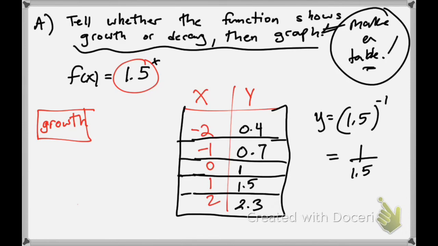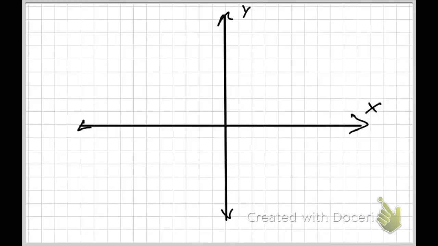And now let's go ahead and plot these. So I get -2, 0.4, that's right below a half. I have -1, 0.7, that's right about here, just kind of estimating. I have 0, 1, it's right here. And then I have 1, 1.5. And then I have 2, 2.3.